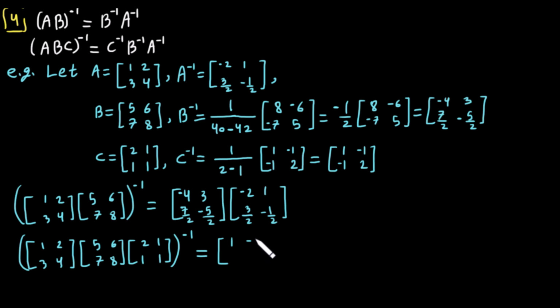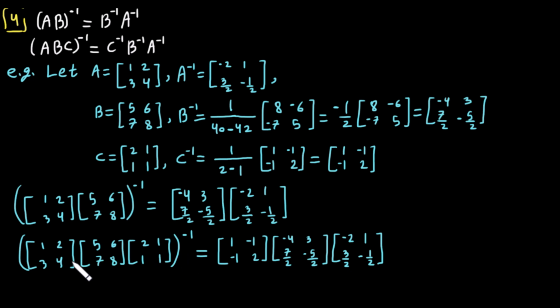1, negative 1, negative 1, 2, negative 4, 3, 7/2, negative 5/2, multiply by this one, negative 2, 1, 3/2, negative 1/2. So you can see it's very simple.